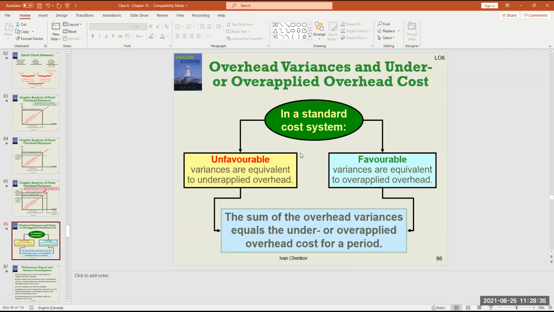So what that means, when the volume variance in the standard cost system is favorable, it is equivalent to the over applied overhead. Unfavorable variance is equivalent to under applied overhead. Now the sum of the overhead variances equals the under applied overhead for the period.